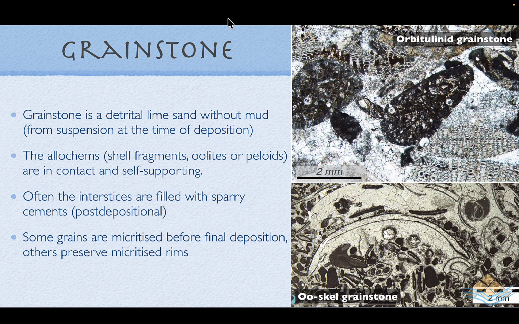Because they were open when the sediment was deposited, often with burial, the intergranular positions, the interstices, are filled with a post-depositional sparry calcite cement. Sometimes the grains can be fully micritized to form peloids. Other times the grains can preserve those micrite rinds or envelopes, as we see in the lower sample in the ooskel grainstone, where we preserve the micrite rinds around the bivalve fragments.